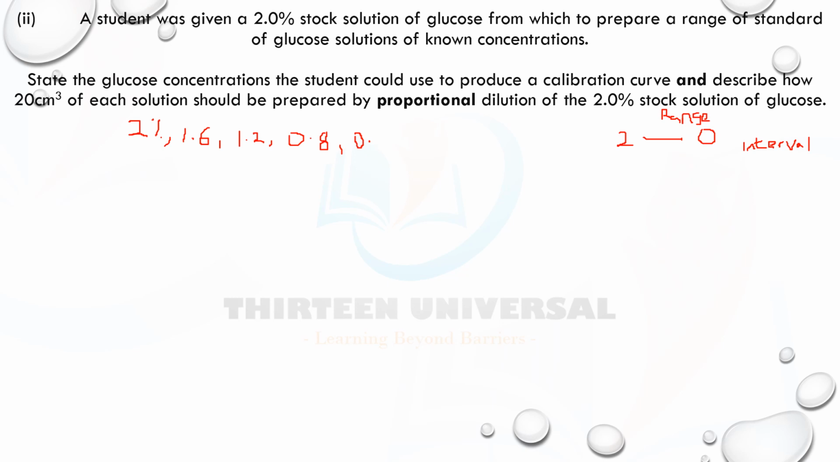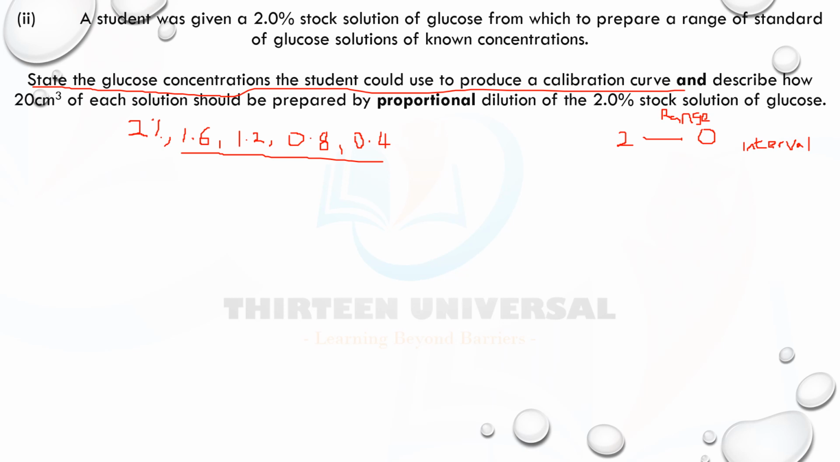Sorry for the delay. So we have our five concentrations, including the stock. You must have 4 extra plus the stock. So I've done the first question that says state the concentrations the student could use to produce a calibration curve. I've done the first part.